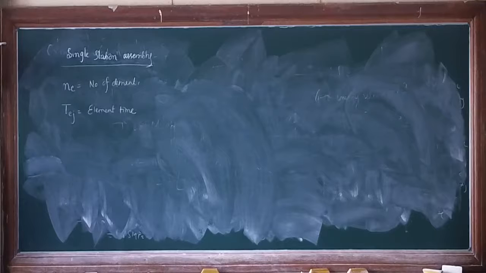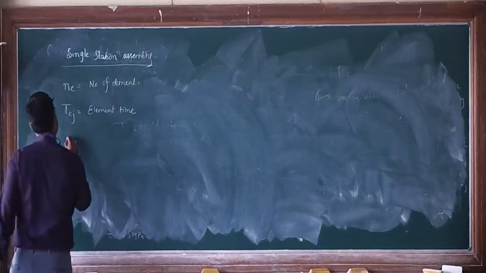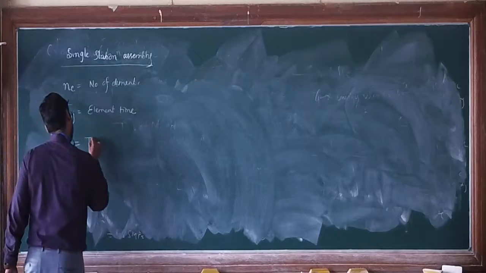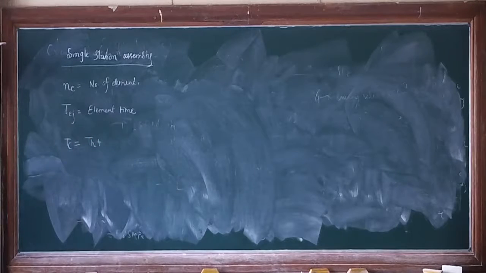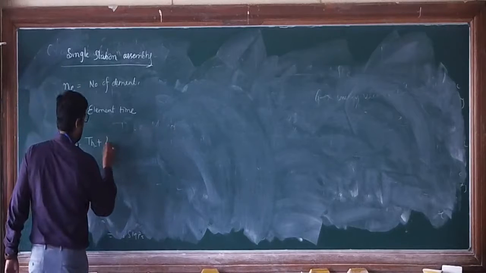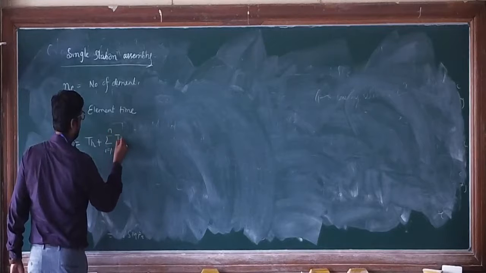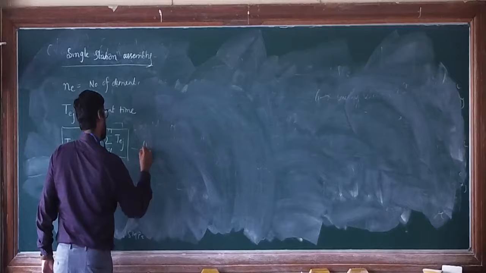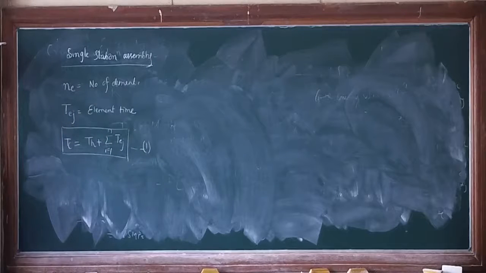So how are you going to calculate this in the single station assembly machine? How are you going to sum up the individual element times of the assembly operations performed on the machine? The cycle time is equal to TH, that is the handling time of the machine or element, plus the summation of the element times. We have to calculate this. This is the first part.